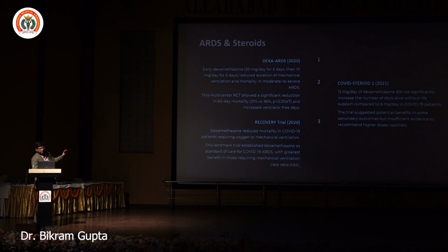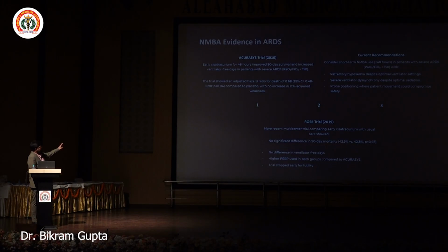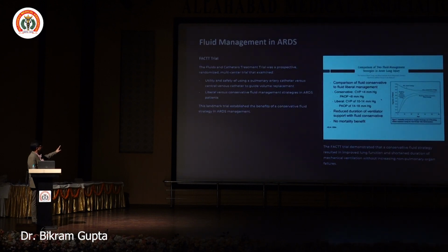If you are using it in the late condition, when the fibrosis of the lung has already settled down, in those conditions there is no such role of the steroid. So patient selection is very important. Individualized therapy based on the patient characteristics and comorbidities. Consider the risk-benefit profile in patients with diabetes, immunosuppression, or any active infections. Regarding the neuromuscular blocking agents, yes, you can use them, but for less than 48 hours in case of severe refractory hypoxemia and in the prone position.